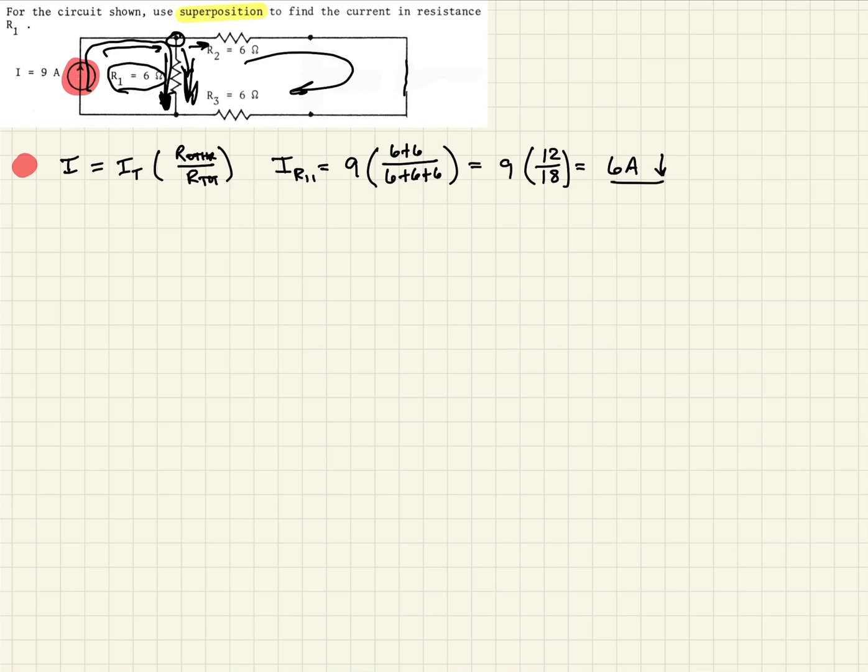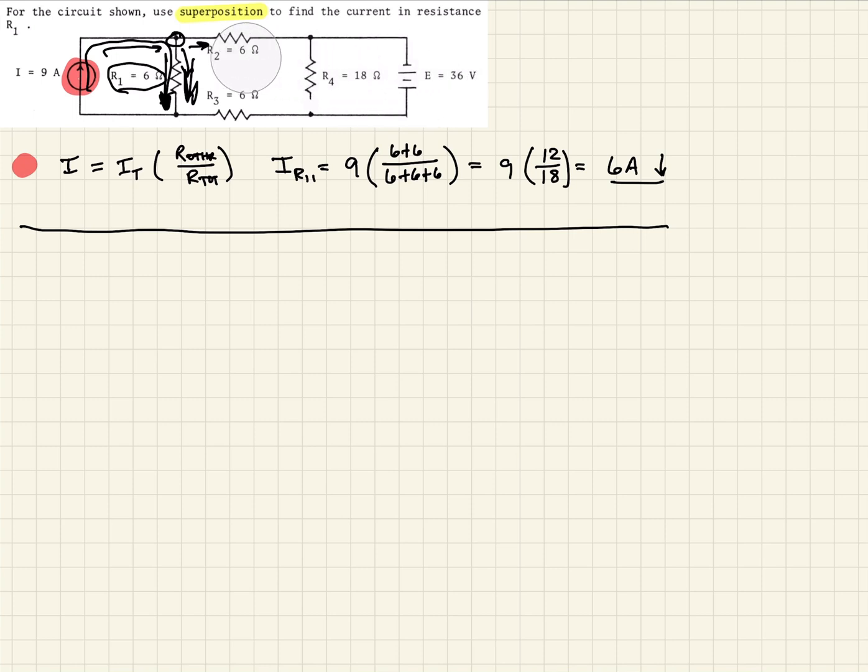Now we need to go back and use superposition and consider the other source. So let's do that. If we come back up here and reset our circuit, here's what we had originally. Now we want to consider the voltage source here. When we do that, we open circuit our current sources when we do superposition. So we can take this entire leg of the circuit away. It's not going to exist because we opened that circuit. So there, that's all gone.